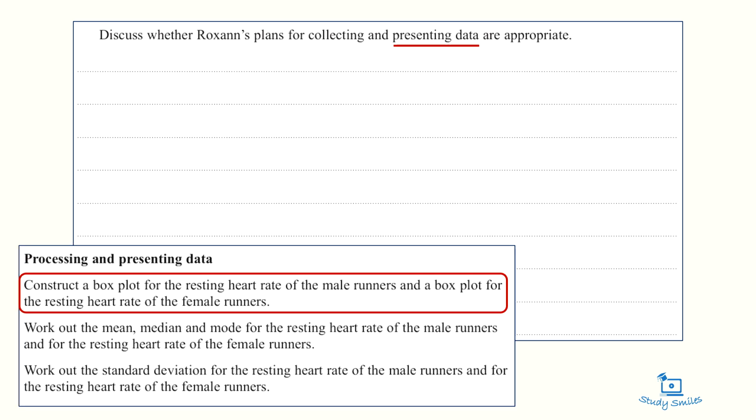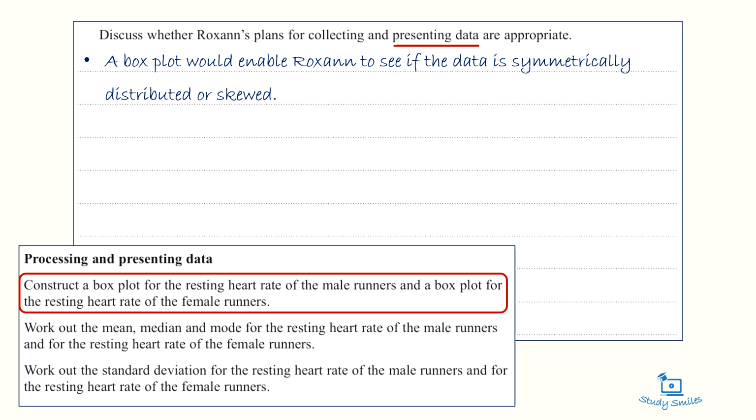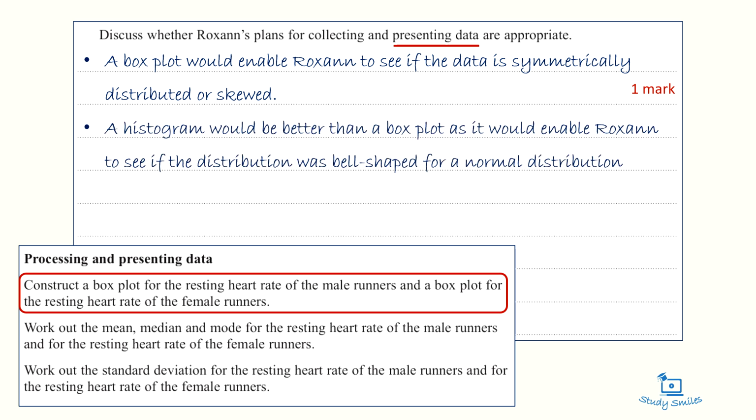Firstly, Roxanne plans to construct a box plot for the resting heart rate of the male runners and a box plot for the resting heart rate of the female runners. So I'm going to say a box plot would enable Roxanne to see if the data is symmetrically distributed or skewed, and that would get me 1 mark. For my second point, I'm going to say that a histogram would be better than a box plot, as it would enable Roxanne to see if the distribution was bell-shaped for a normal distribution, and that would get me another mark.